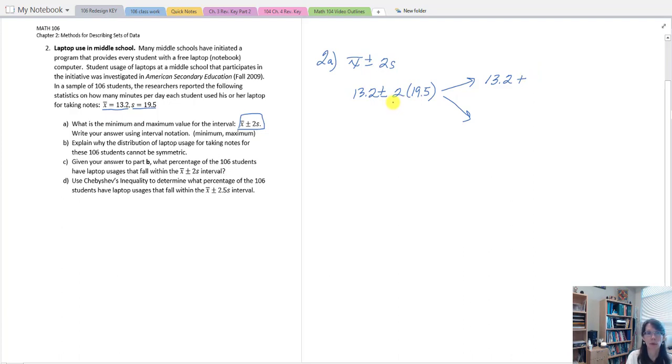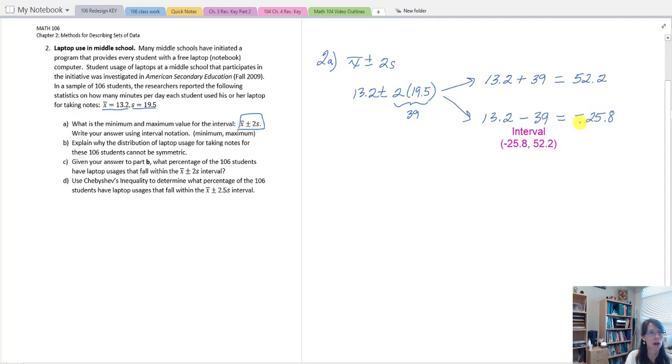Once we're taking the mean of 13.2 and adding 2 times 19.5. So 2 times 19.5 would give us 39. So we're adding 13.2 plus 39, and then we're going to start again with our mean, 13.2, and subtract 39. So when we get these results, we'll know what the upper and lower values are for being within 2 standard deviations of the mean. So 13.2 added to 39 is going to give us 52.2. And starting with 13.2 subtracting 39, I can see that I'm going to have a negative result there, negative 25.8.